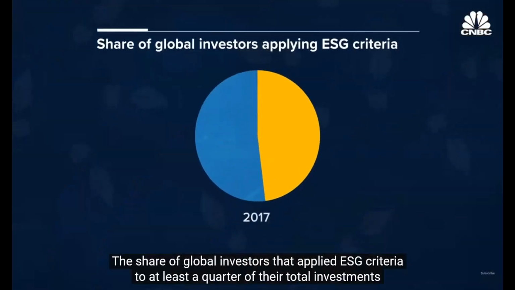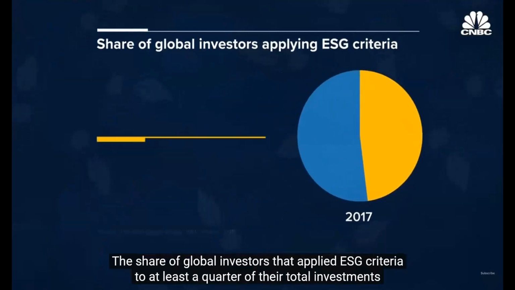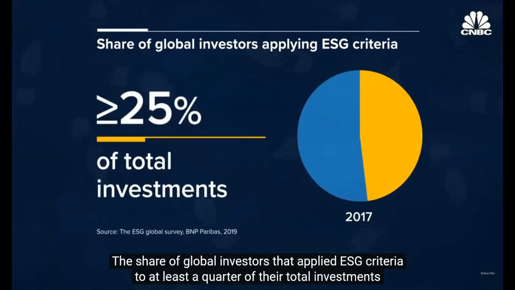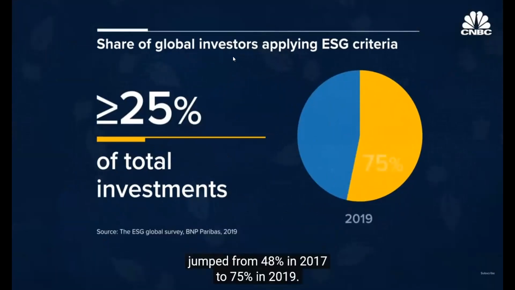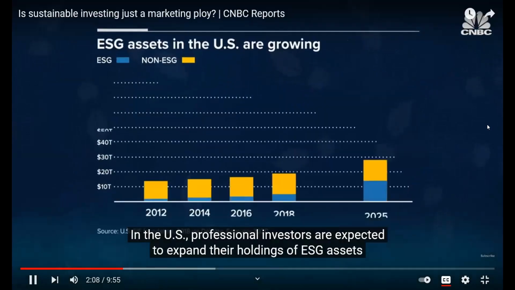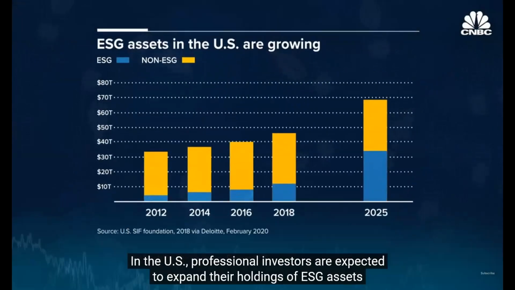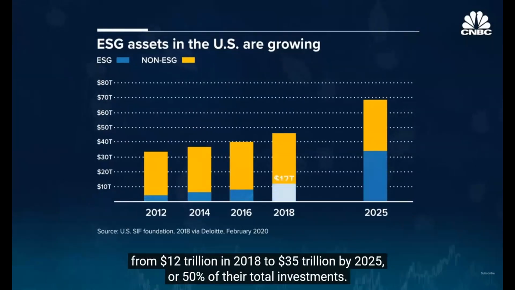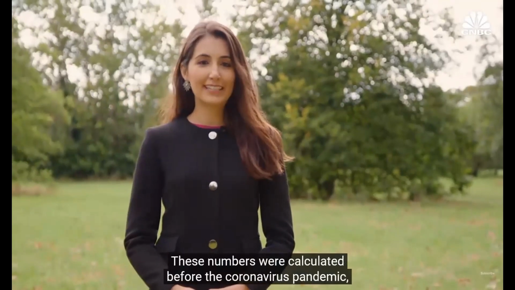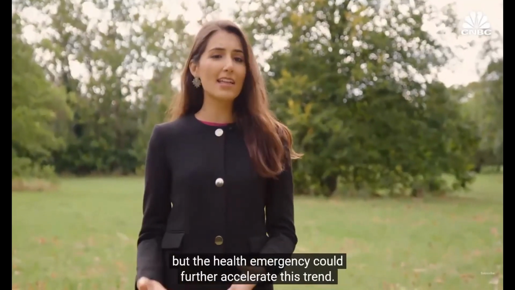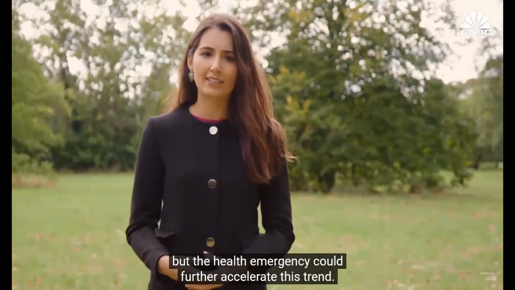The share of global investors that applied ESG criteria to at least a quarter of their total investments jumped from 48% in 2017 to 75% in 2019. In the US, professional investors are expected to expand their holdings of ESG assets from $12 trillion in 2018 to $35 trillion by 2025, or 50% of their total investments. These numbers were calculated before the coronavirus pandemic, but the health emergency could further accelerate this trend.